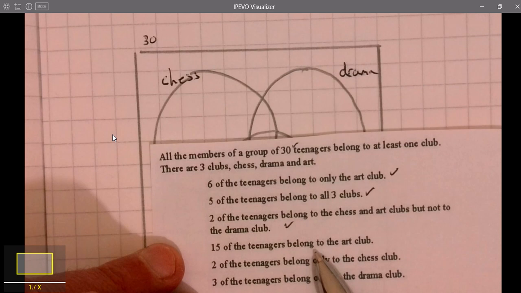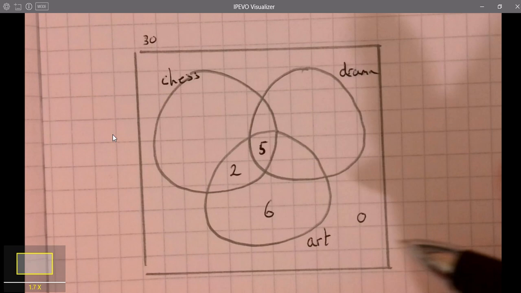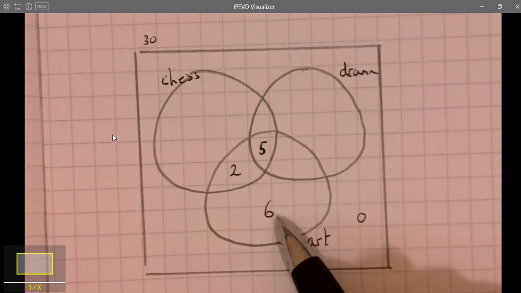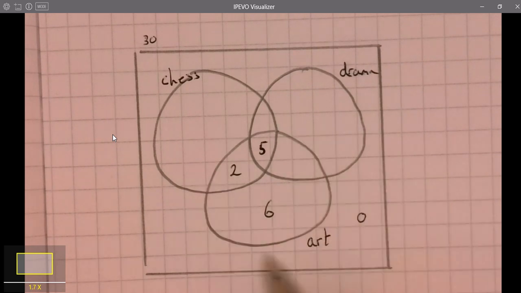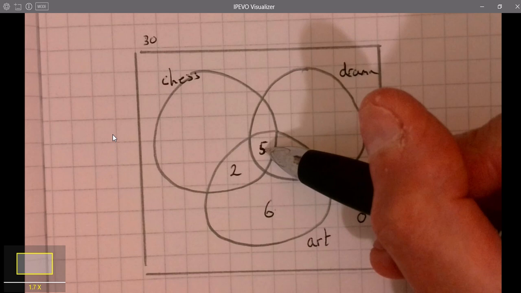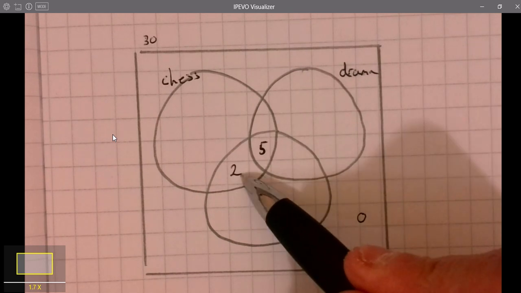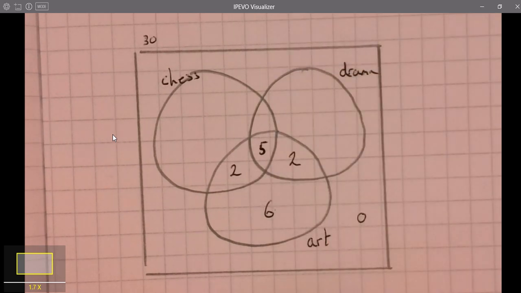15 of the teenagers belong to the art club. Now this is where you could make a mistake. Remember, that's not going to be 15. What does it tell me? It tells me this whole circle here, this whole group is 15. So 11, 12, 13, 14, 15. So therefore that must be 2. That's what that tells me.